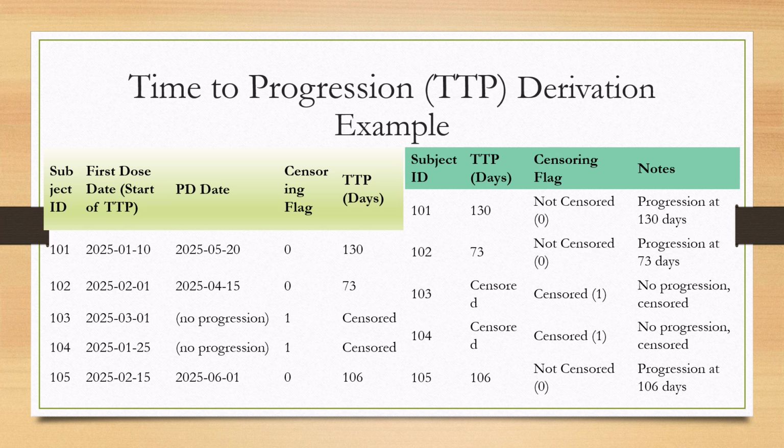This is the final data set for the time to progression, based on the earlier shown data. You can see that for subjects 101, 102, and 105, we have the TTP days mentioned, and the censoring flag and note as progression at 130 days and so on. Similarly, for subjects 103 and 104, since these two subjects did not experience any PD, they were considered as censored. So in notes, we have mentioned that there was no progression and the subject was censored.